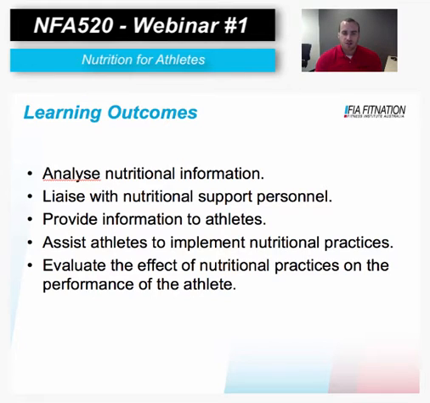We then obviously need to, from there, assist athletes in their implementation of the recommendations and guidelines that you have put in place. This will tie in quite nicely with the coaching and motivation units that you would have completed in trimester 1. And lastly, we need to evaluate the effect of our nutritional practices on the performance of the athlete. So it's one thing just to change the diet and to make changes that you think would be of benefit, but we then need to measure that and make sure that we're actually getting the outcome that we'd hoped for.